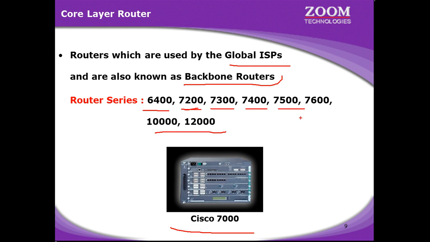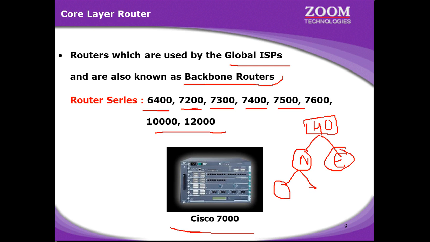For example, I'm going to draw here a head office. HO is a core layer router. After the head office, there is a north and an east. I'm not going for west and south, but say north has two more branches, suppose a Westland branch and a Parkland branch. They are directly connected to a switch, and then users are connected here. Similarly, the same thing happens on the other side.